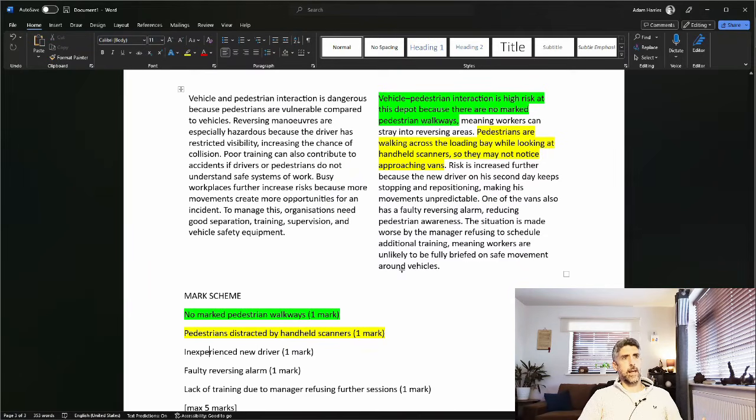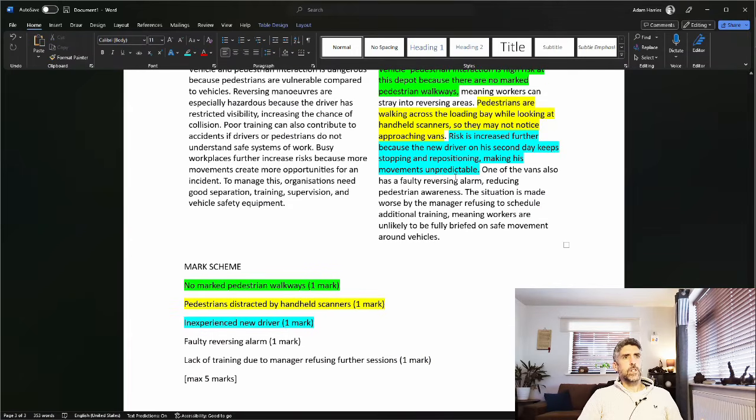Inexperienced new driver was the next mark available. Let's see if that is picked up. Risk has increased further because the new driver on his second day keeps stopping and repositioning, making his movements unpredictable. Because they've mentioned the new driver on his second day, that's a mark. I can give a mark there. That mark is against that.